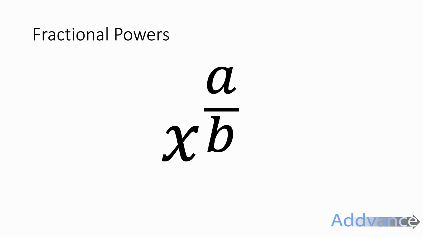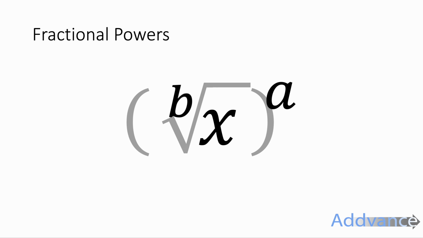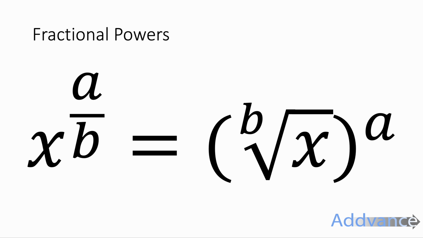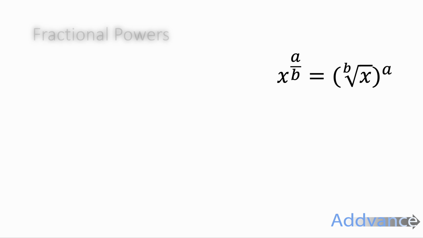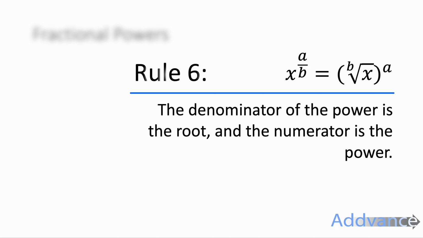X to the power a over b. This is x to the power of a fraction, a over b, and that's the same as the bth root of x to the power a. Look at that again. X to the power a over b is the same as the bth root of x to the power a. And so if you have a rule 6 for fractional powers, the denominator of the power is the root and the numerator is the power.